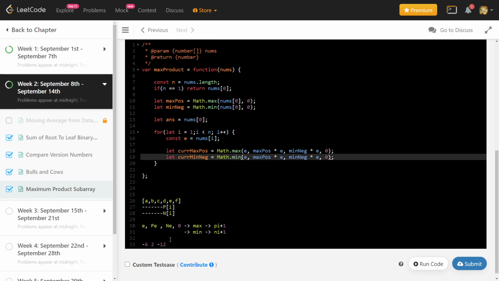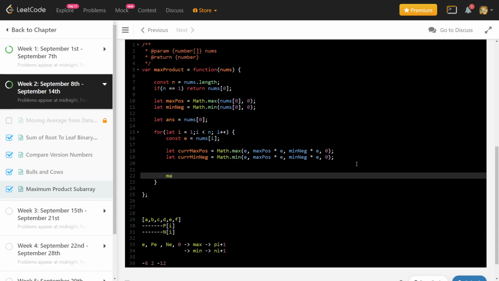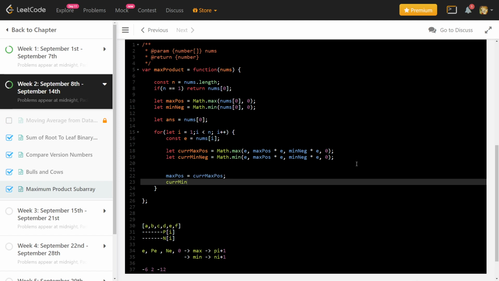Right, so that's it. What I mentioned here, you can do some other conditions as well, like if e is less than 0 and max pos is greater than 0, then maybe you can come up with some if else, but I think this is cleaner. Then max pos will be the current max pos and min neg will be the current min neg. I'm typing it wrong actually, so this will be min neg. Right, so this is how we create it till here.